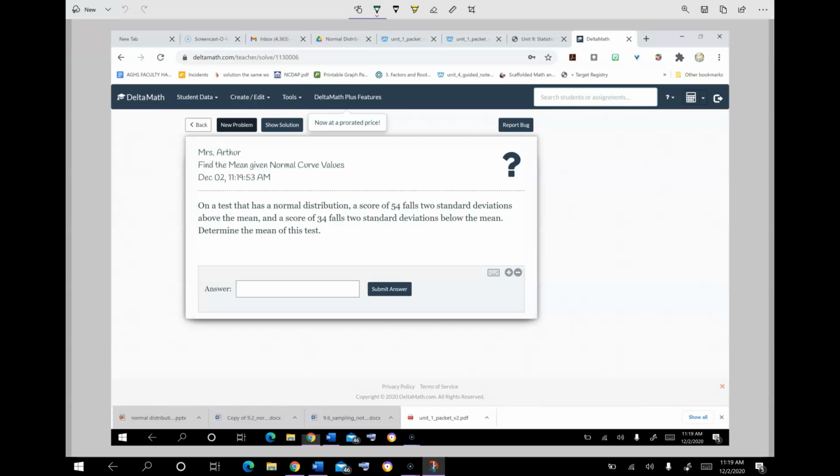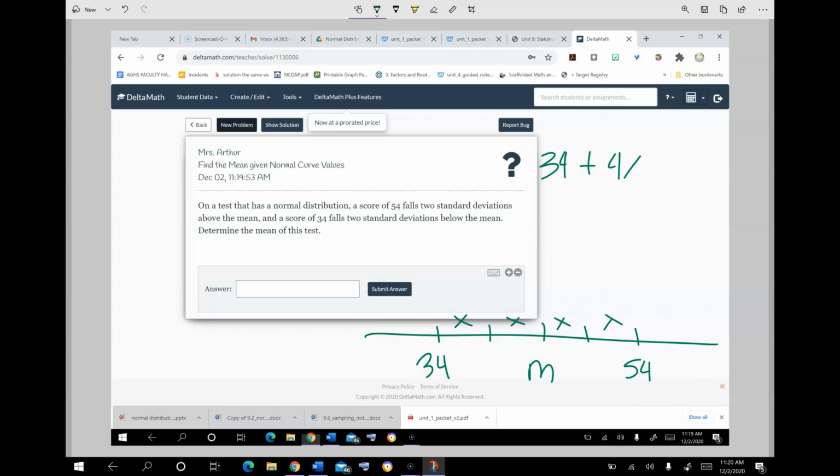All right. So it says on a test that has a normal distribution, a score of 54. So 54, so we put our mean in the middle. 54 falls 2 standard deviations above the mean. So 1, 2 is 54, okay? A score of 34 falls 2 standard deviations below the mean. So below is 1, 2, 34. So 34 plus how many standard deviations to get to 54? 1, 2, 3, 4. So 4 times x will give me 54.